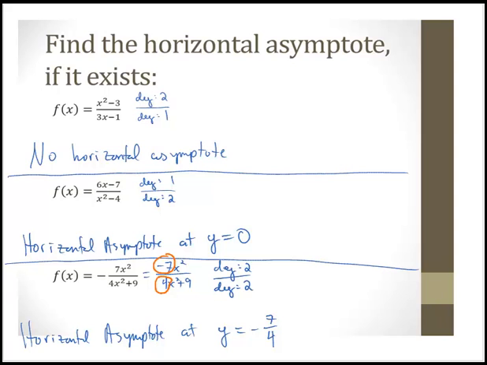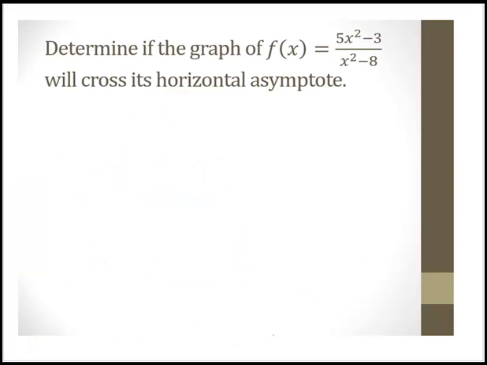All right, so that's how we find horizontal asymptotes for rational functions. Now, the graph of a rational function can possibly cross its horizontal asymptote. Let's see an example and determine if it will happen for this example. Determine if the graph of f of x equals 5x squared minus 3 over x squared minus 8 will cross its horizontal asymptote. All right, so first we have to define where the horizontal asymptote occurs, if it occurs.